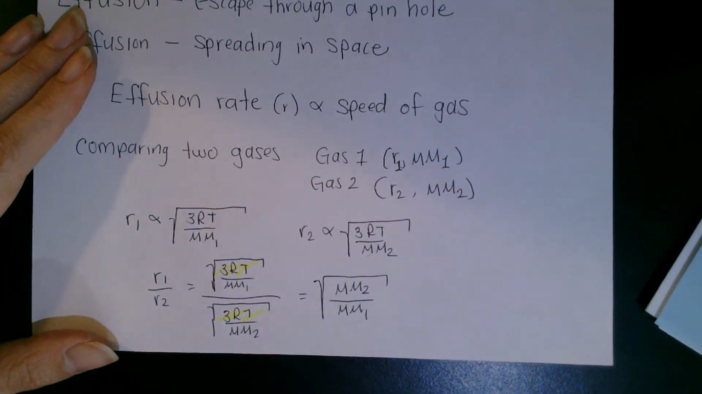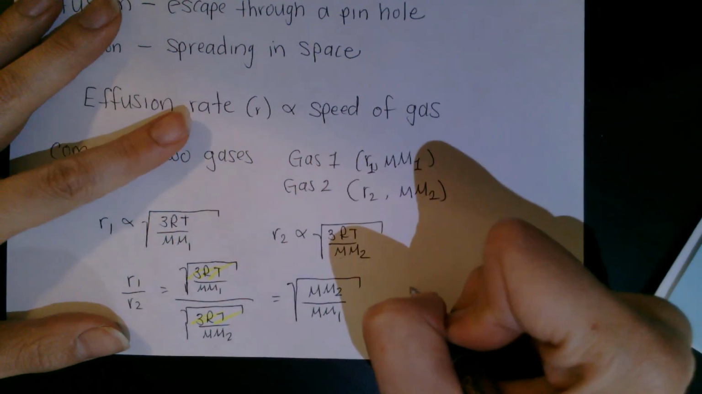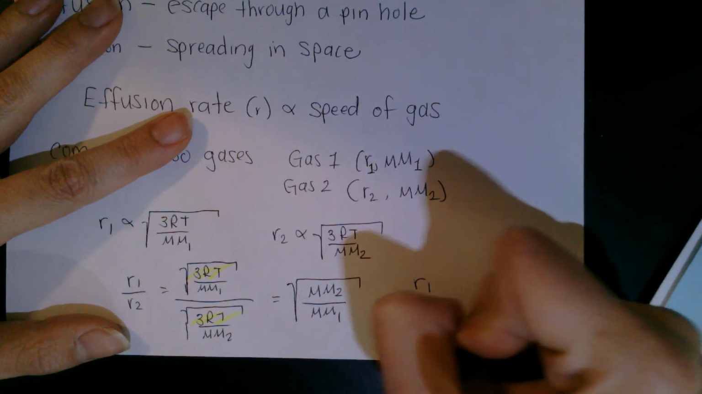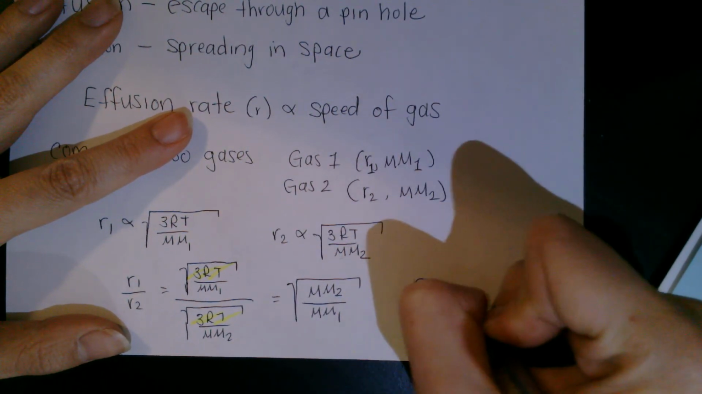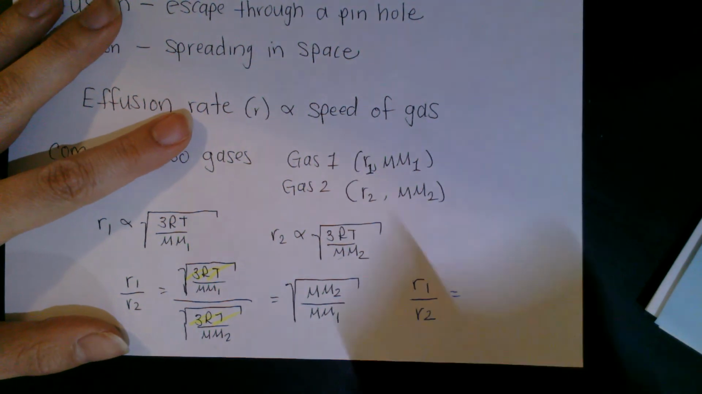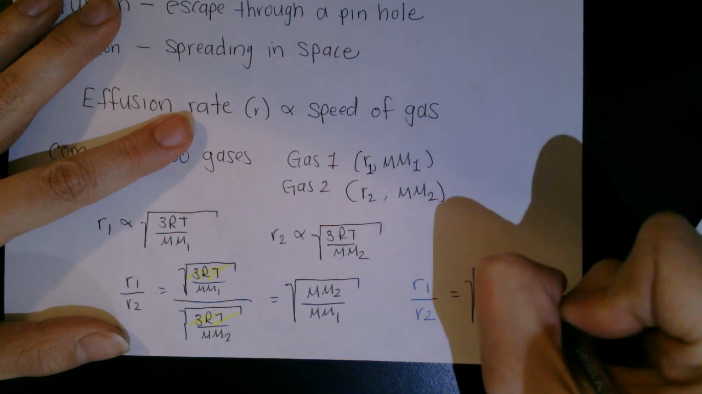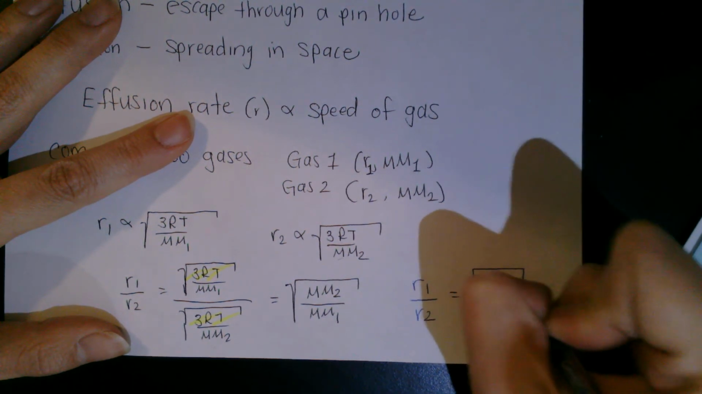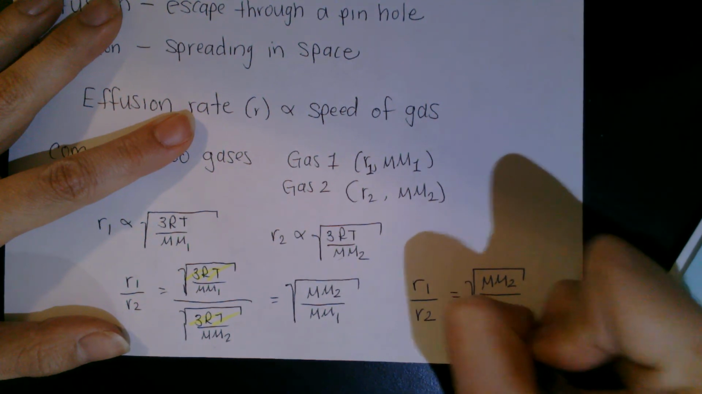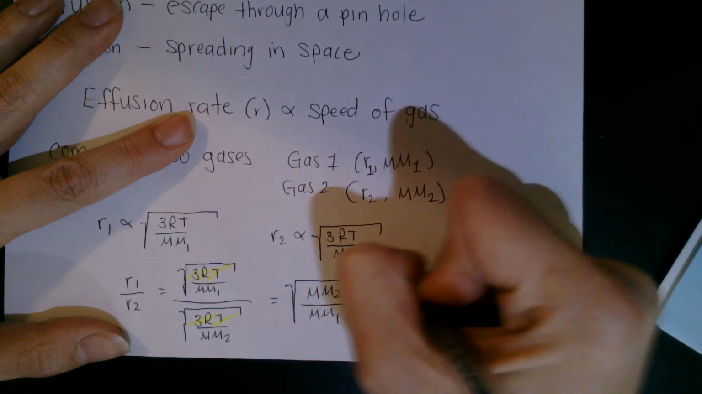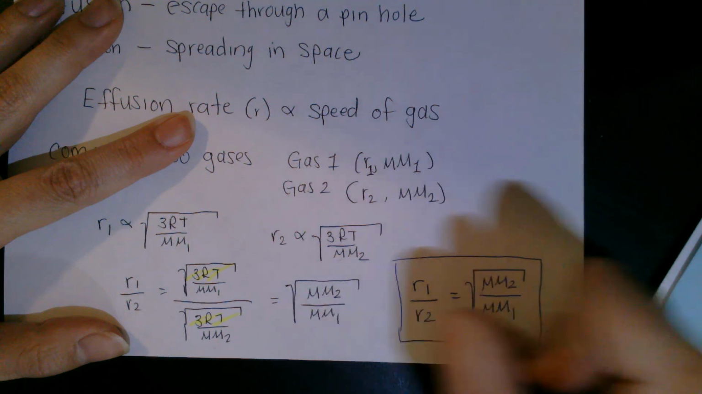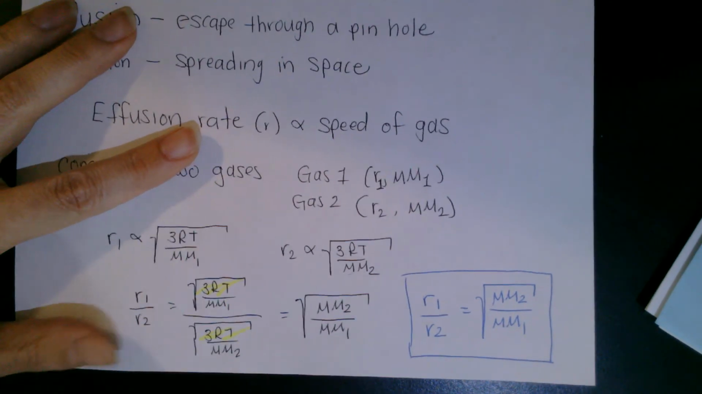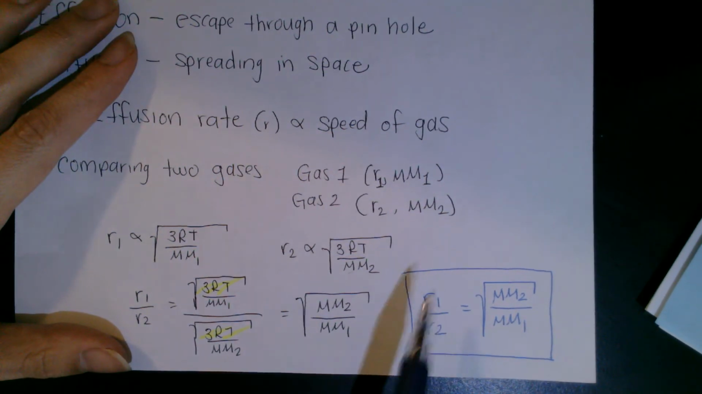Okay, so for our effusion formula for your formula sheet, rate 1 over rate 2, where 1 and 2 are different gases, is equal to the square root of molar mass 2 over molar mass 1. Put a box around that. That is how we can compare the rates of effusion of two gases.